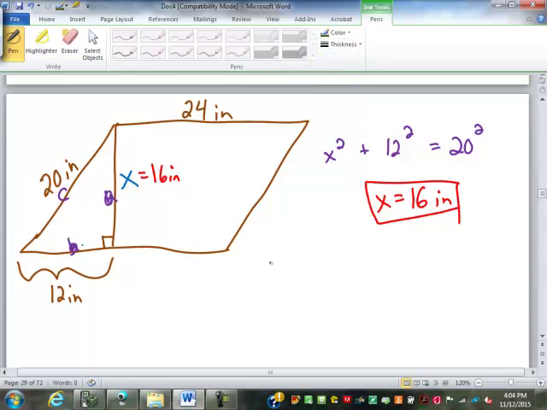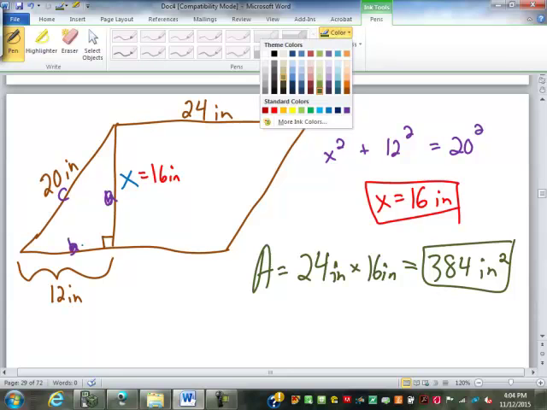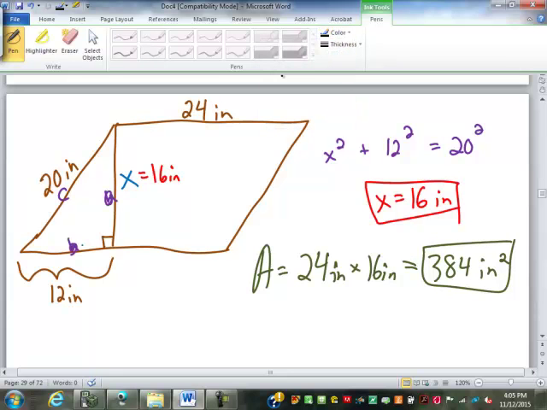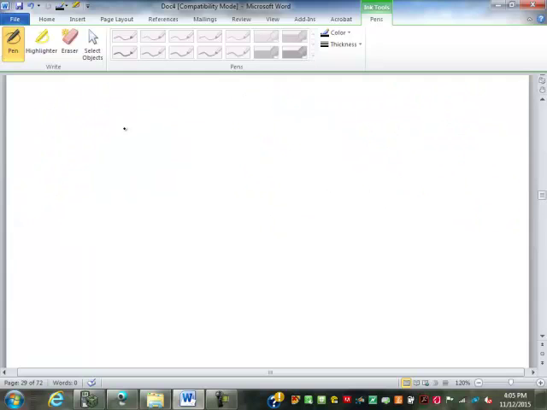Now we can do the area. The area is the 24 inches times the 16 inches, or 16 times 24 works the same, which is going to give us 384 inches squared. How many of you had that? No? Do you want to try another one? Yes.